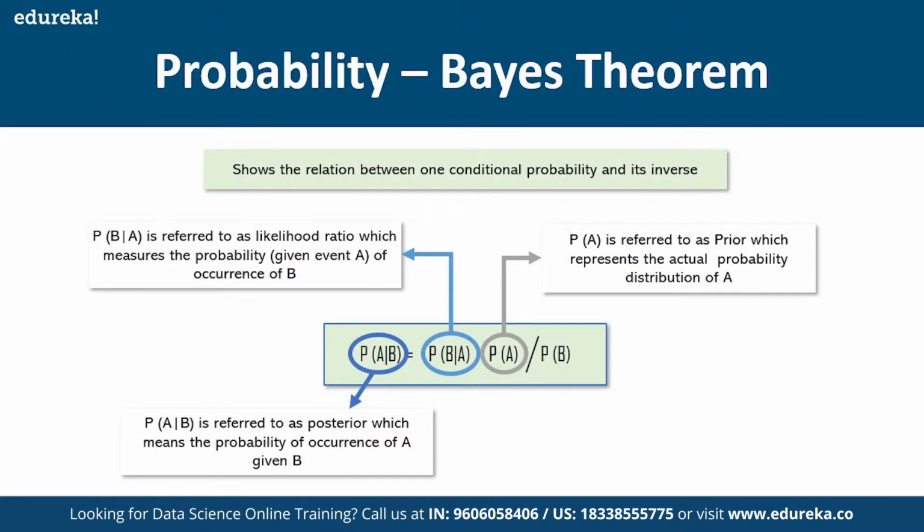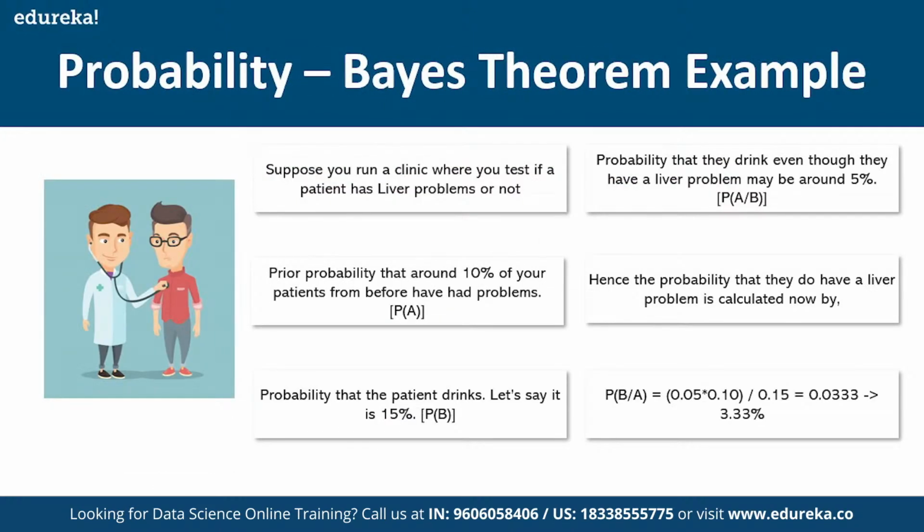And Bayes' theorem is one of the theorems which tells about the relation between one conditional probability and its inverse as well. And this is a real-time application. Let's say somebody came to a clinic to test if they have a liver problem or not. How do you identify the certainty that the person who has come has a liver problem or not is what we are coming to derive as 3.33%. Now, how do we derive it?